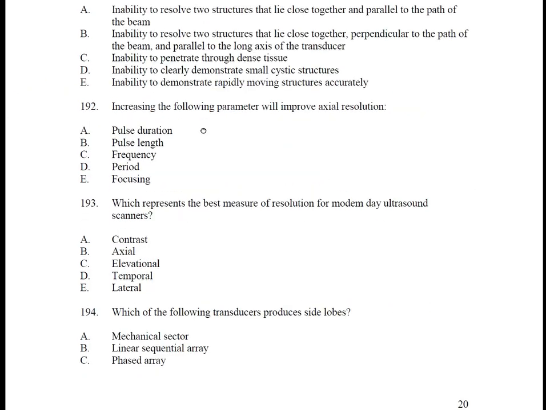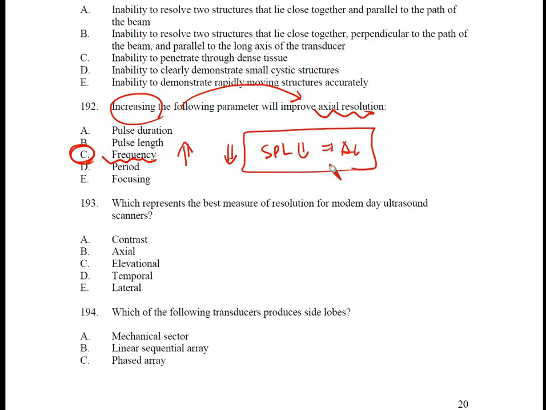Next, let's move on and look at question number 192. Looking at the question, it is asking which of the items listed in the options, when increased, improves axial resolution. Since it's simple, let's go ahead and find the correct answer right away. The correct answer is C, frequency. When the frequency increases, the wavelength becomes shorter, SPL shortens, and axial resolution improves. You should consider this part as something that needs to be memorized perfectly.